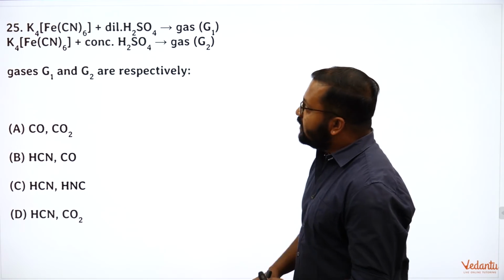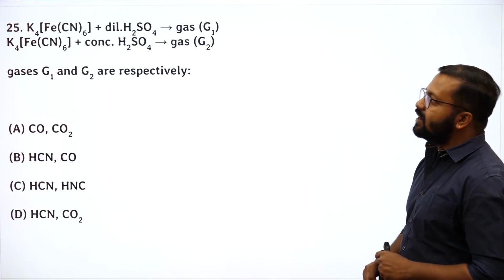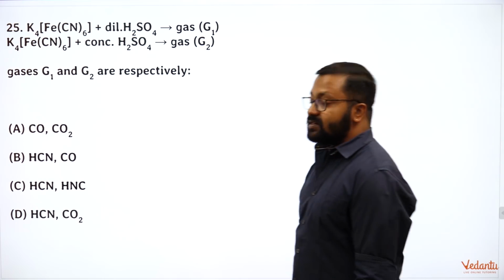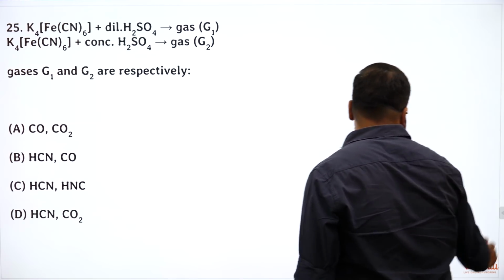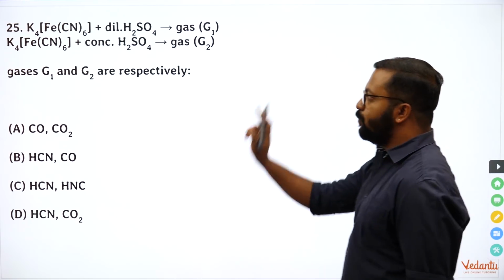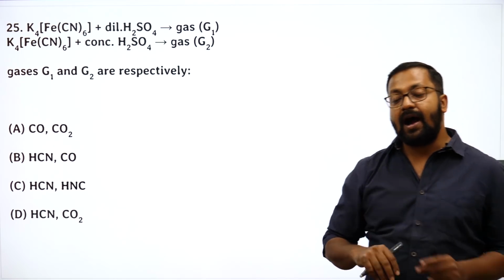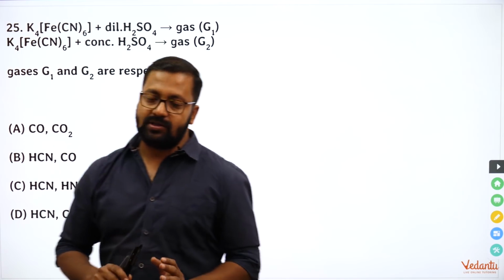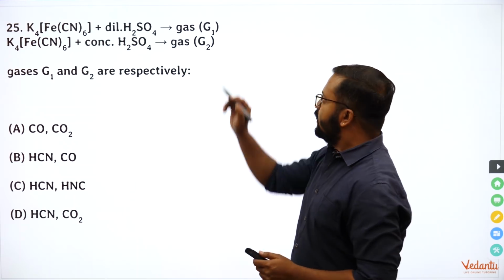Next. K4[Fe(CN)6] reacts with dilute H2SO4. K4[Fe(CN)6] reacts with concentrated H2SO4. There are two gases which are obtained. What are the products? Now, again, K4[Fe(CN)6] is an important compound and its reaction with H2SO4 has been asked in a number of examinations. Some way or other, the question is modulated and given.